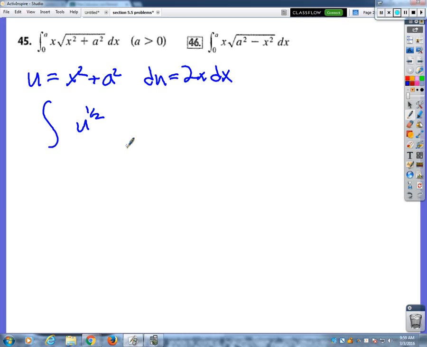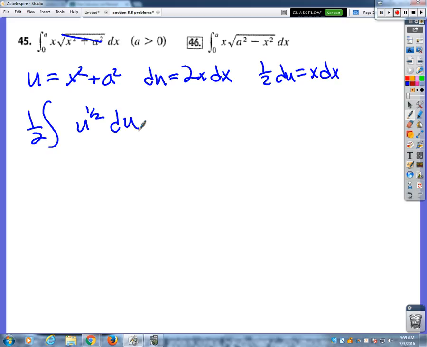So we have replaced only this part right here. Now we still have an x dx. Well, over here I have 2x dx. So how can I change this so that it's x dx? Right. So it's going to be 1/2 du equals x dx. So that's going to give me a 1/2 and a du.